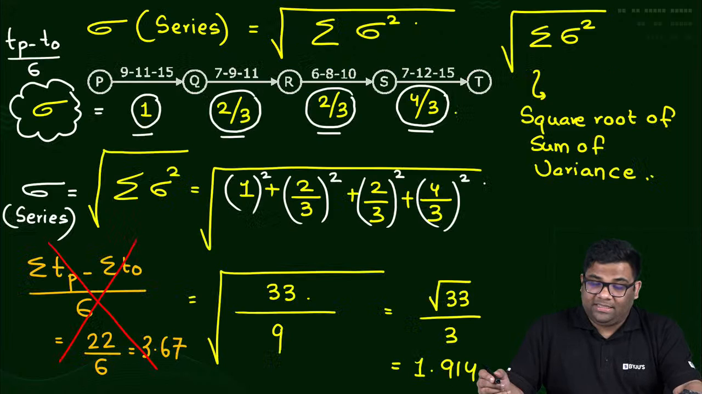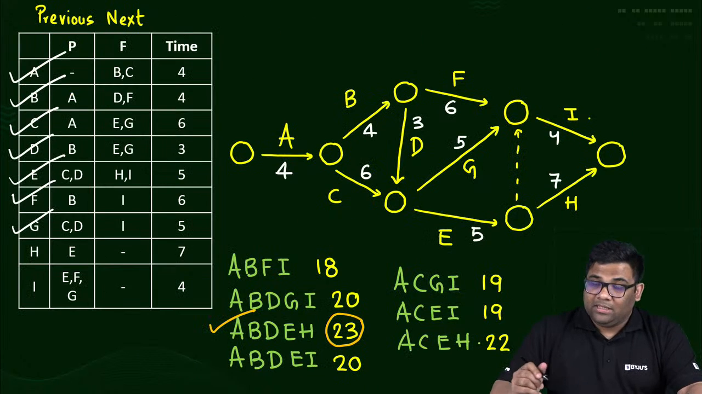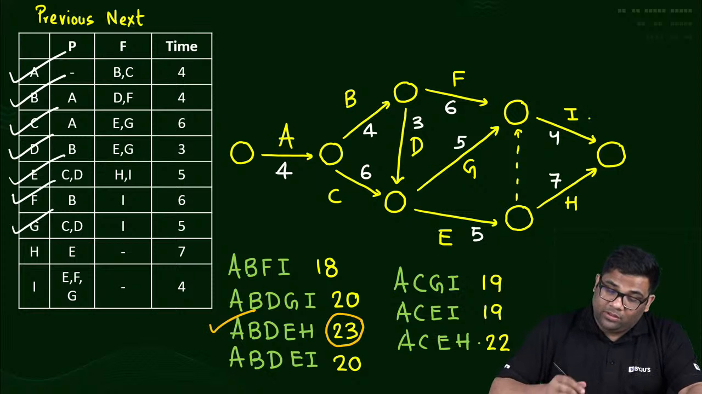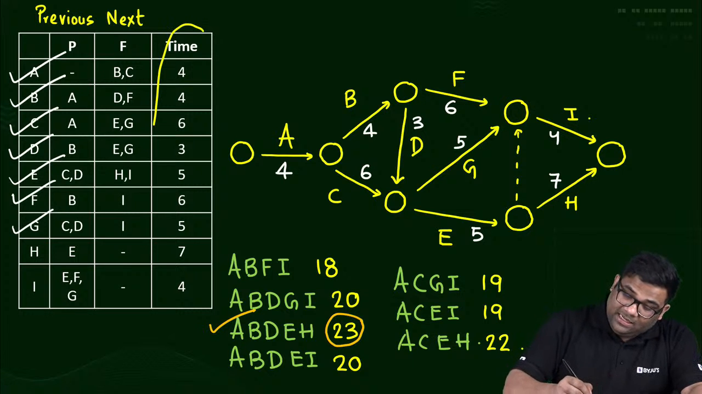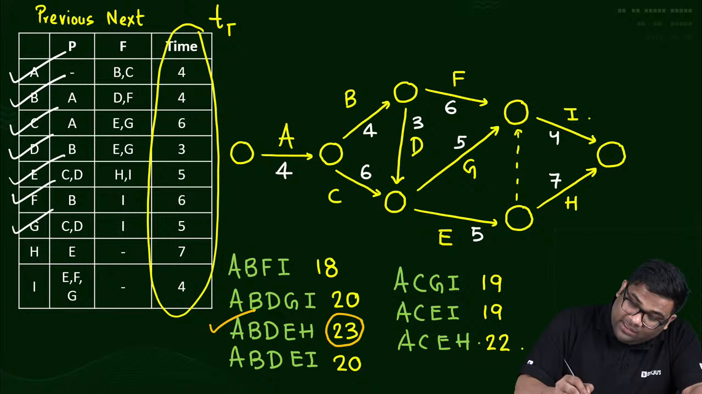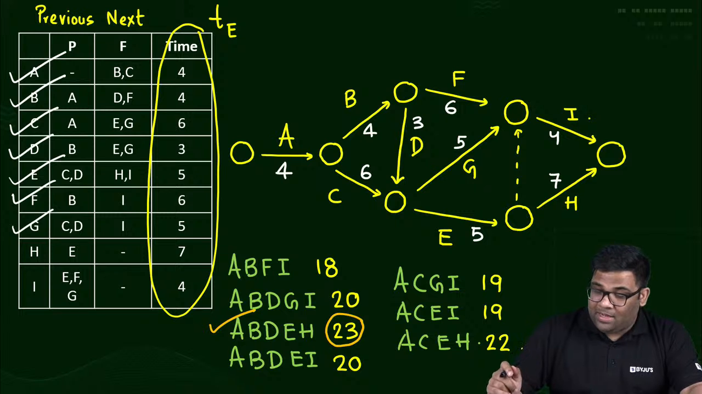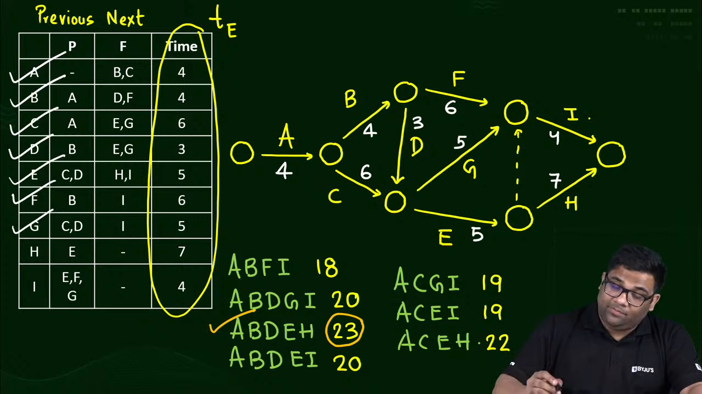For example, if I see this network, in this network, these four, what are these things? These are the expected time of the activities. Understood? These are the expected time of the activities.